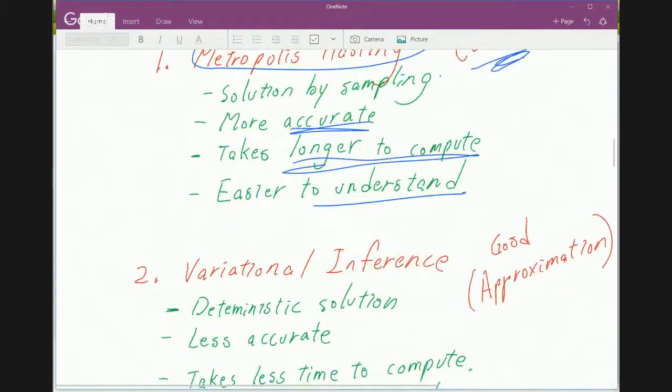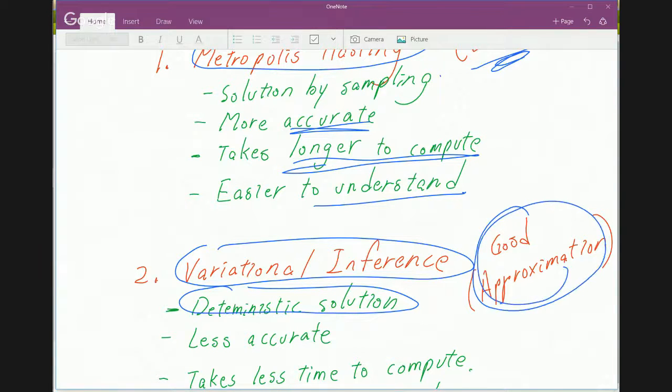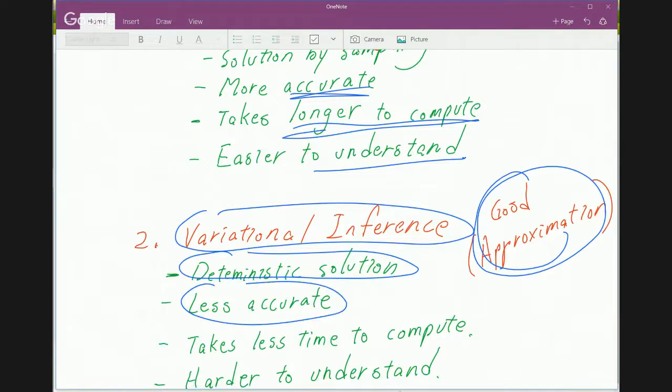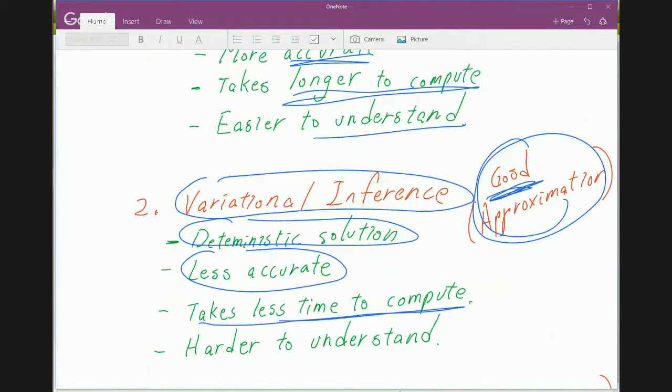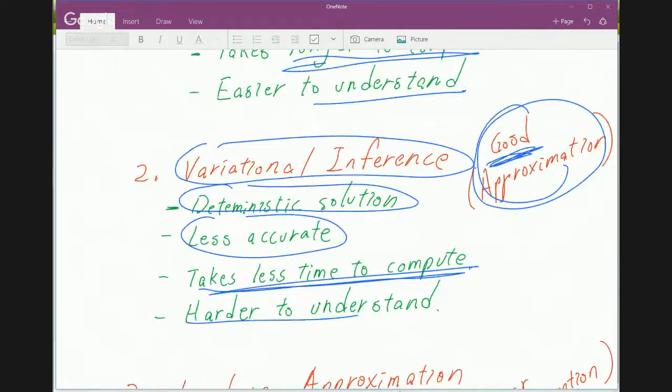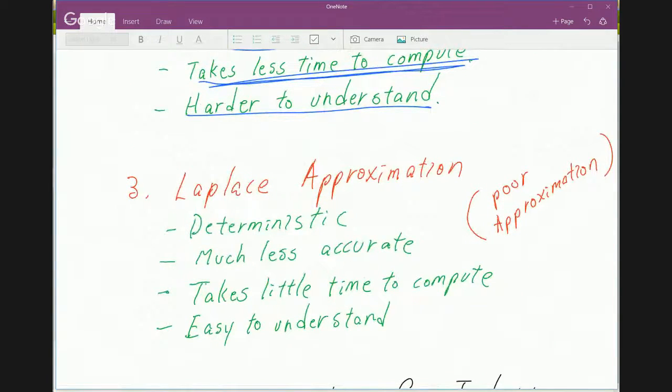Now, compared to variational inference, it's not sampling, it's deterministic. So it's a good approximation, but it's less accurate, obviously, because it's an approximation. But again, it's decent, and it takes less time to compute. It takes significantly less time, but it's rather hard to understand. So these are the pros and cons of different approaches. And another approach, which is not that good, is a poor approximation. It's also deterministic. It's much less accurate. It's a poor approximation.